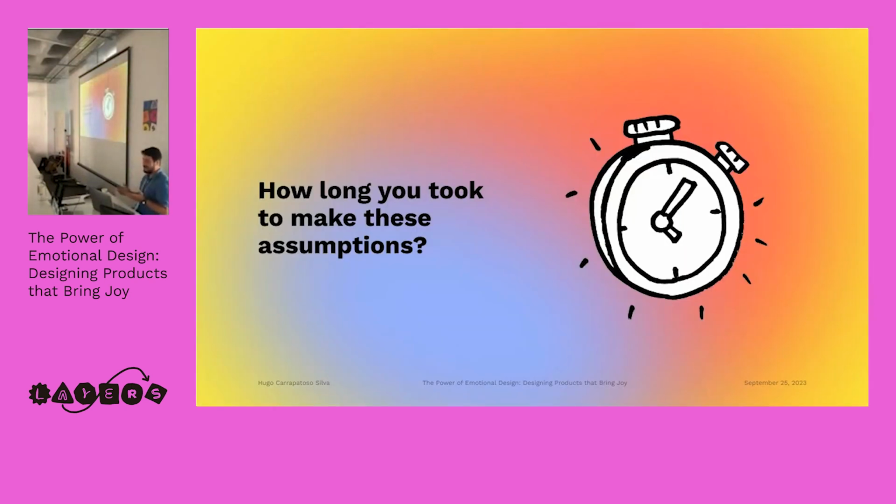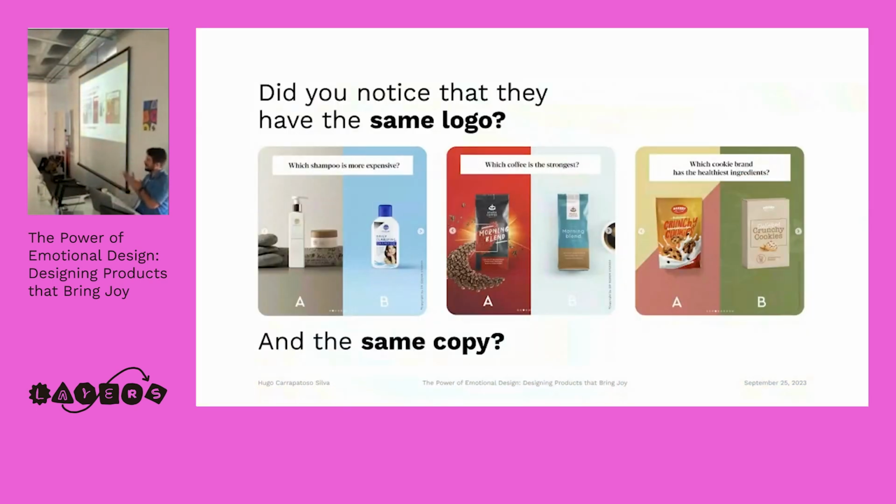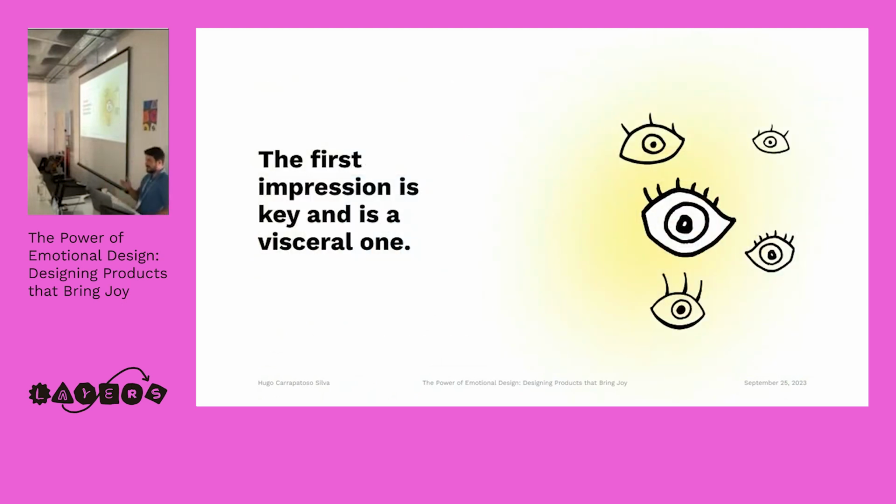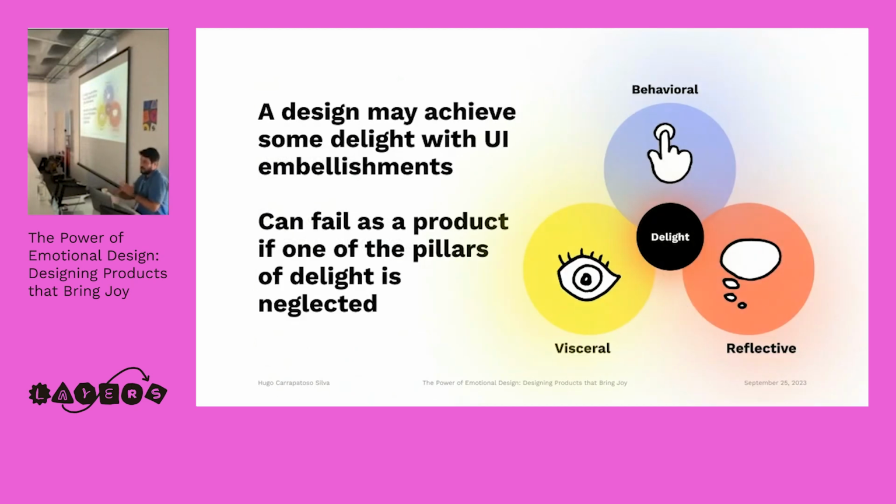Okay. That was pretty fast, right? Like 2 seconds, almost 1 second. Did you notice that they all have the same logo and the same copy? It's just looking at pictures, typography, color, images, all these can impact us. And you don't read it. You just look at the overall picture and you make a decision. The first impression is key and it is a visual one, right? But it's impossible to create products with only good, appealing, nice visuals and illustrations.